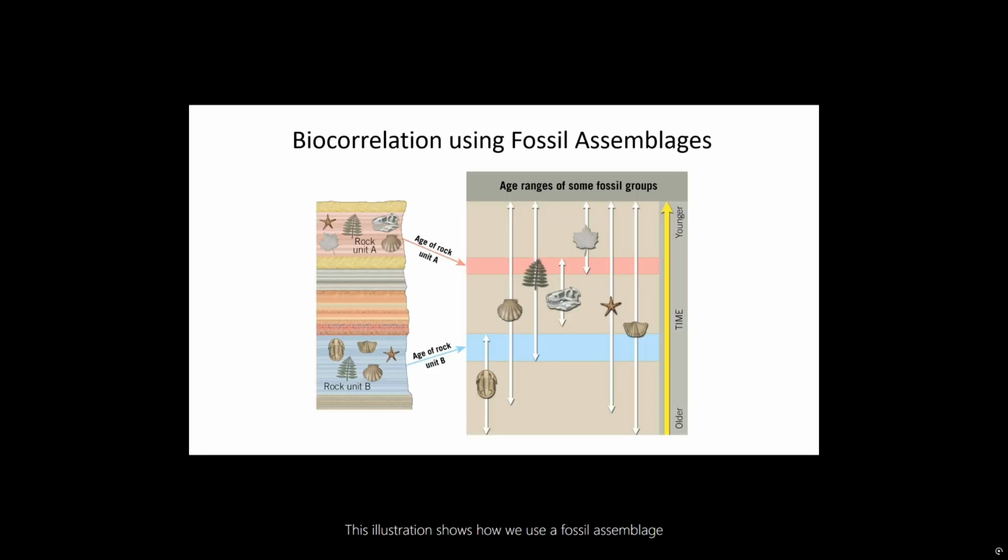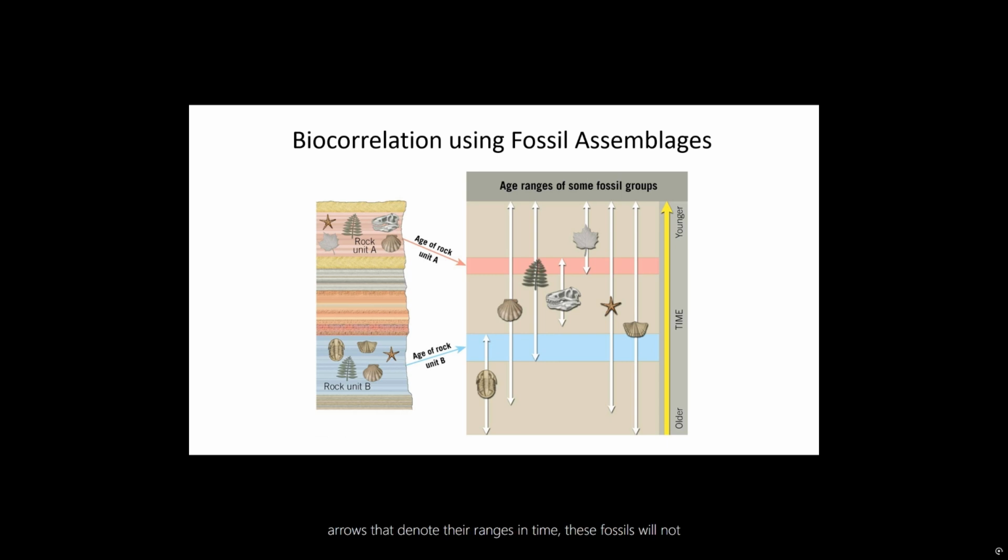This illustration shows how we use a fossil assemblage to narrow the age of a rock unit. We have two rock units here that contain fossils, Unit A and Unit B, each of which contain 5 fossils. The scallop shell, the fern leaf, the starfish, and the brachiopod shell are all common between the units, as you can see by the white arrows that denote their ranges in time.